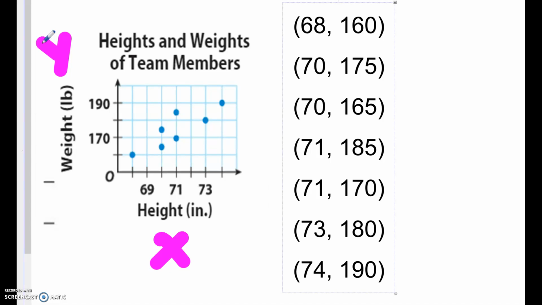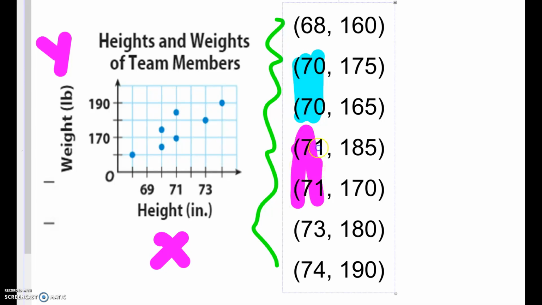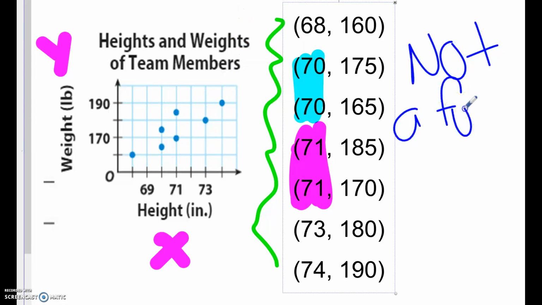So let's take a look. 68. Does my 68 repeat anywhere else? Nope. So far, so good. 70 goes with 175, but 70 also goes with 165. Same thing with 71. 71 goes with 185 and also 170. So would we say that this is a function? Nope. It cannot be a function. So not a function.